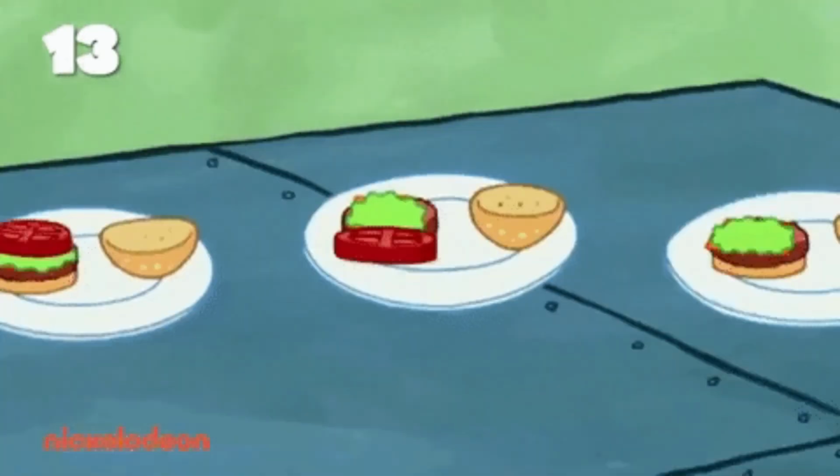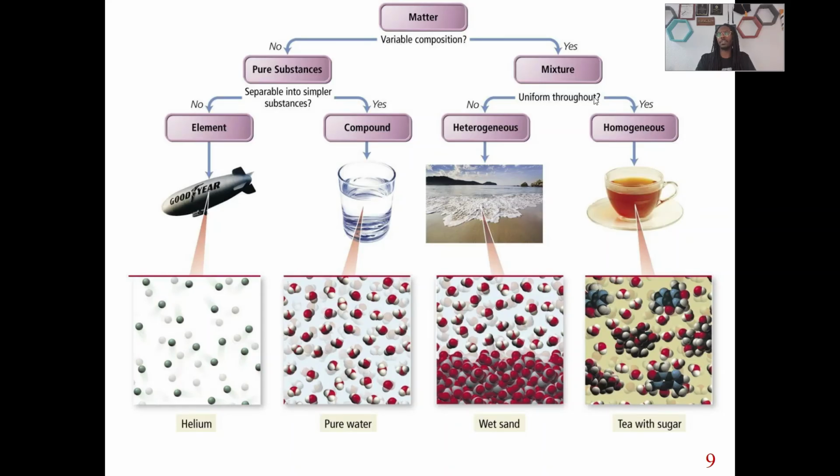But if we think about the other side, what if it is uniform? Then we got a homogeneous mixture, like tea. You got tea, and then you have sugar. You can mix that all together, and what's it look like? One whole thing. So it appears to be one whole thing, unlike our heterogeneous mixtures. And these are the four types of matter that we're going to be talking about.